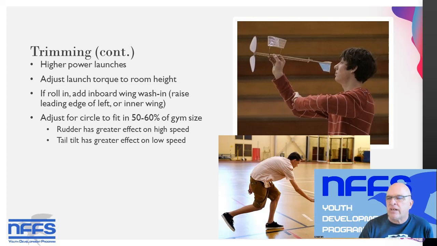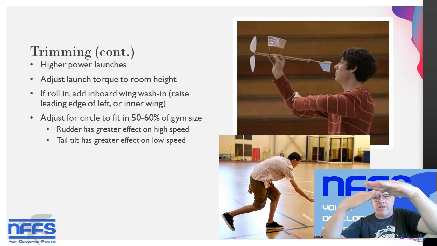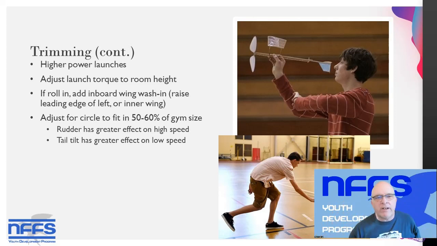So your first quarter or so of the flight. Tail tilt has greater effect on the lower speed. So that's your relative position looking from the rear of the plane of the stabilizer and the wing. If the stabilizer is tilted toward the outside of the circle, its lift pulls the tail toward the outside of the circle and pulls the wing around in a circle. And this tends to have a greater effect on the low speed phase of your flight.